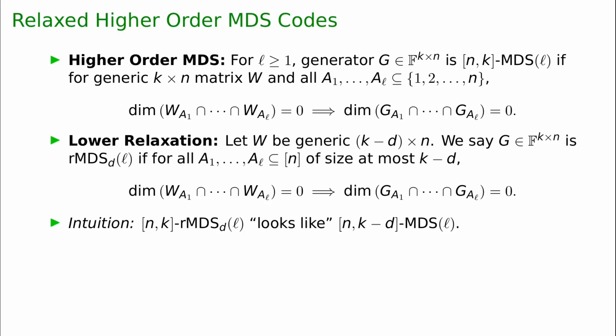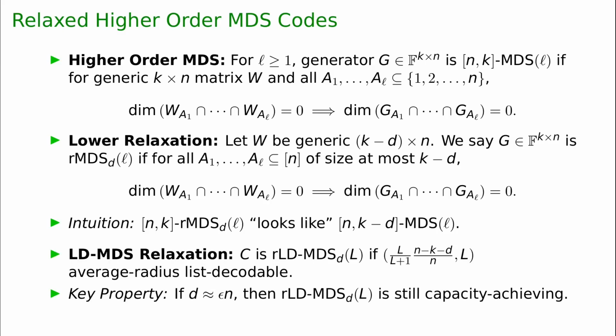Since W is smaller, it ends up being harder for the intersection to be 0. So this is in some sense fewer conditions to check, so it's a relaxation. What we want is whenever this is equal to 0 in this smaller dimension, then G in the bigger dimension is also equal to 0. The intuition here is that an (n, k) relaxed MDS code with parameters d and L looks like an (n, k minus d) MDSL code.